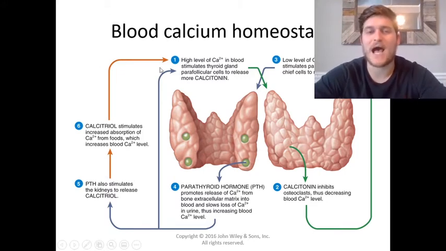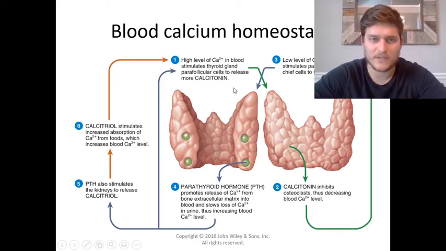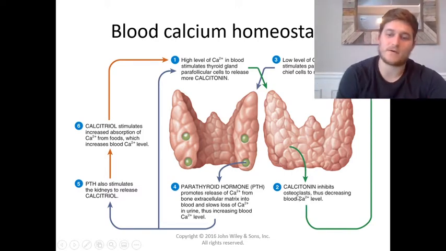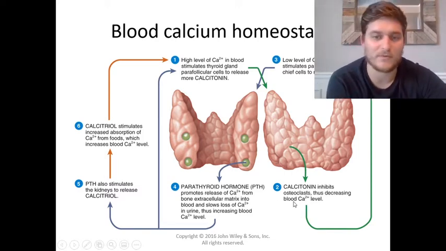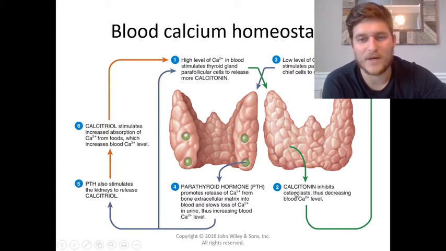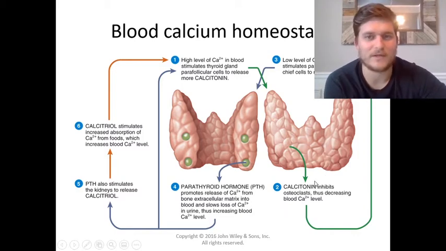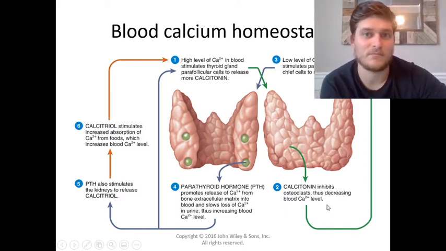Here we can see the effects of calcitonin and parathyroid hormone on our blood calcium levels. If there's a high amount of calcium within the blood, then more calcitonin is going to be released by the thyroid gland. And what's going to happen is then calcitonin is going to inhibit the activity of what are called osteoclasts. And these are cells that are going to break apart the extracellular matrix of our bones and release calcium within to our blood. And so calcitonin decreases that activity, thus decreasing calcium levels.